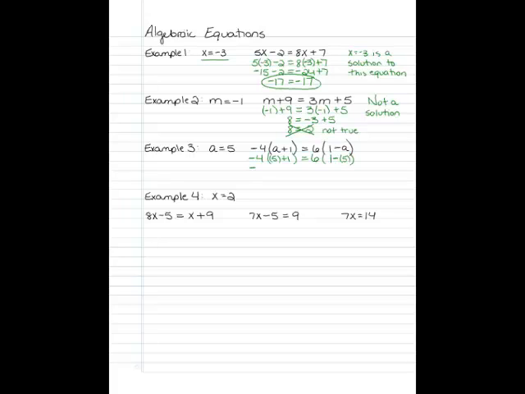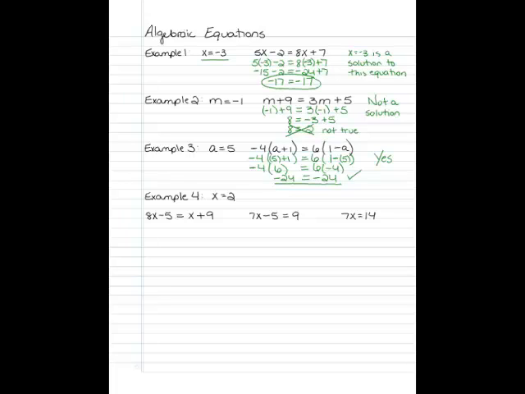Parentheses come first over here on the left, so -4 times 5 plus 1 is 6 equals, over on the right, 6 times 1 minus 5 is -4. -4 times 6 is -24. 6 times -4 is -24. Looking at these, they are equal. So yes, a is equal to 5 is a solution to this equation.